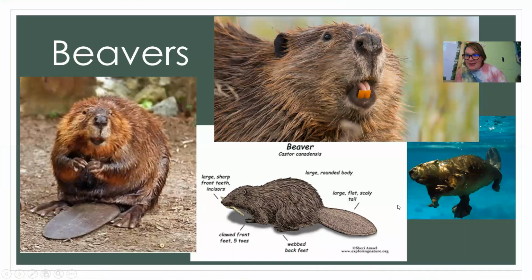There we go. Okay, so we're going to take a peek at the beaver. And here are some things that the beaver has that help it to survive in its environment. So the beaver has a big flat tail. What do you think that's for? They have teeth. What do they use those for? And then down here, they also have webbed feet. And what do you think that they use those for?